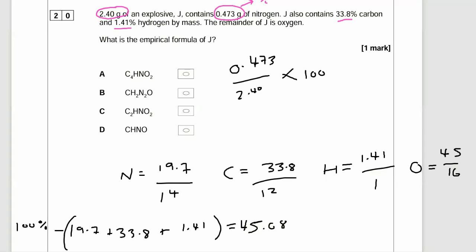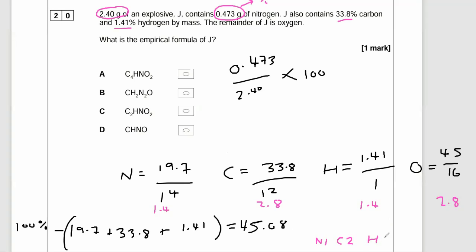So now what we do is we divide all of these percentages by masses that we've done by the ARs, and I'll get 1.4 for the nitrogen, 2.8 for the carbon. They're looking like they all divide into each other. 1.4 for the hydrogen. 45 divided by 16 is 2.8. Brilliant. Simplify by dividing all by the smallest. So 1.4 by 1.4, 2.8 by 1.4, and you're going to get 1, 2, 1, 2.